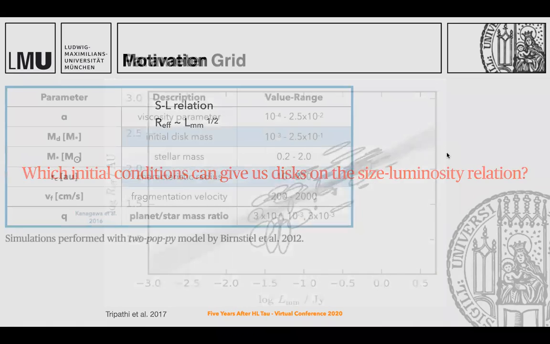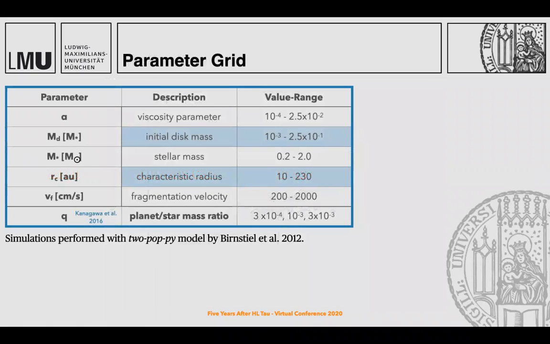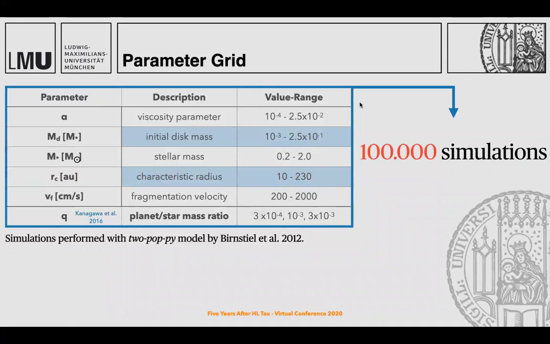We did this by performing models of gas and dust evolution using a slightly modified version of the two-pop-py model by Birnstiel et al. 2012, and we recreate this relation by using an extended parameter grid while varying the initial values of the turbulence parameter alpha, the disk mass, the stellar mass, the characteristic radius, and the fragmentation velocity. For every parameter, we choose 10 initial values, and taking all the possible combinations between them leads to a total of 100,000 simulations.